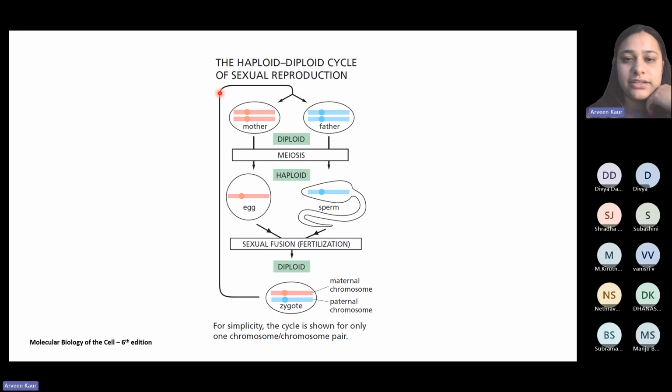Okay. So if we look at an overview of meiosis, you might have already gone through it during week five lectures, right? So it is basically a haploid diploid cycle of sexual reproduction, right? So this could be one of the statements that could be said for meiosis, right?